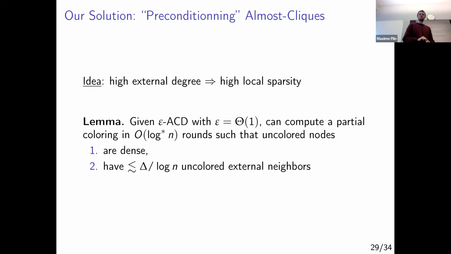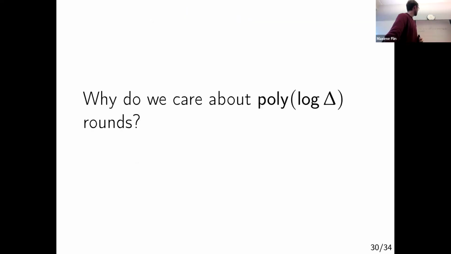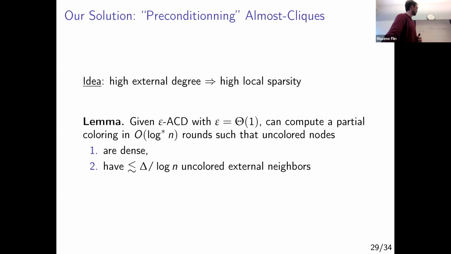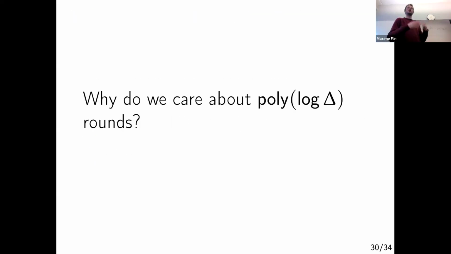Any more questions on this? Okay, and so this pretty much concludes at least the upper bound part. Hopefully you have a rough idea of what the algorithm was. And I just want to finish on why we really wanted this polylog delta, not polylog n. The reason for it is that we can show a lower bound.